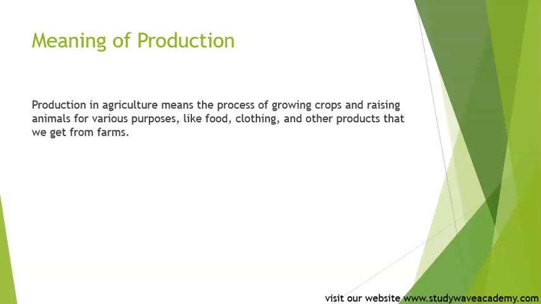So we now know the meaning of production, right? Production in agriculture is about growing crops and raising animals for food, clothes, and other things we need.